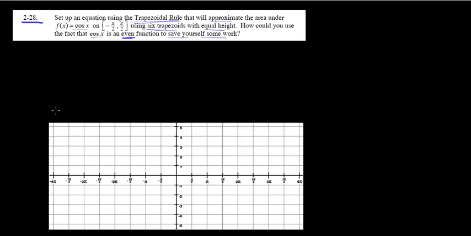This is CPM Calculus Chapter 2, number 28. Okay, so I highlighted a few key words in this problem. We want to set up an equation using the trapezoid that is going to approximate the area under the function f of x equals cosine of x on negative pi over 2 to pi over 2.